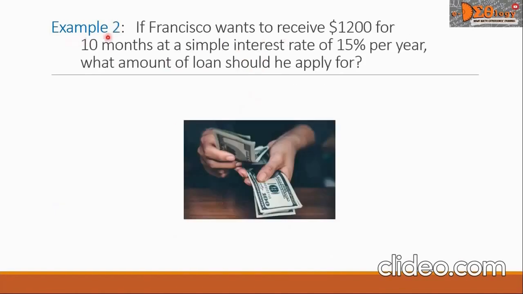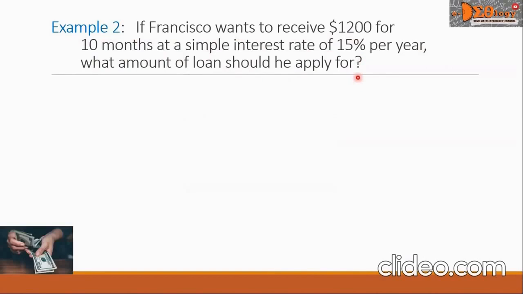Let us have this example 2. If Francisco wants to receive $1,200 for 10 months at a simple interest rate of 15% per year, what amount of loan should he apply for? Let us first write the given.